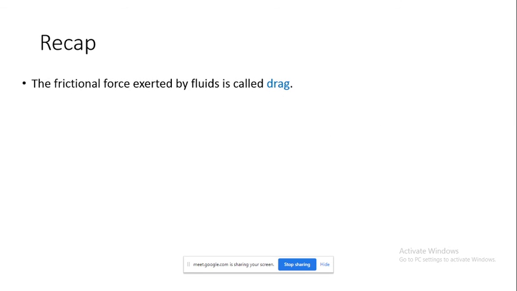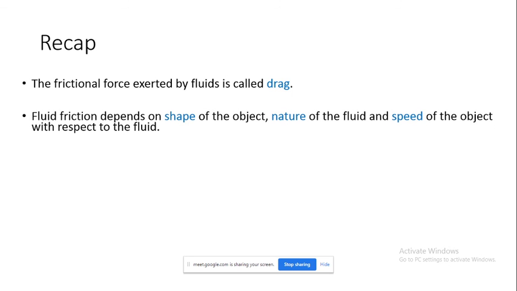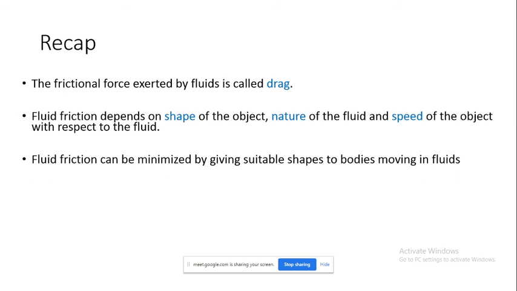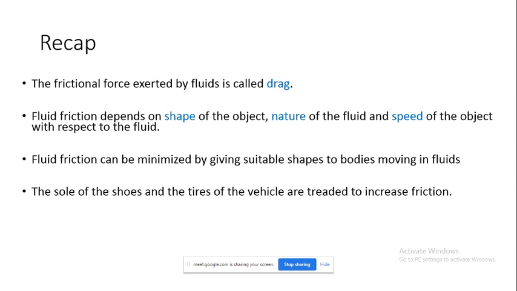Now, the frictional force exerted by fluids is called drag, and it depends on three things: the shape of the object, the nature of the fluid, and the speed of the object with respect to that of the fluid. And another thing is fluid friction. So we saw that friction can be increased as well as decreased according to our need.